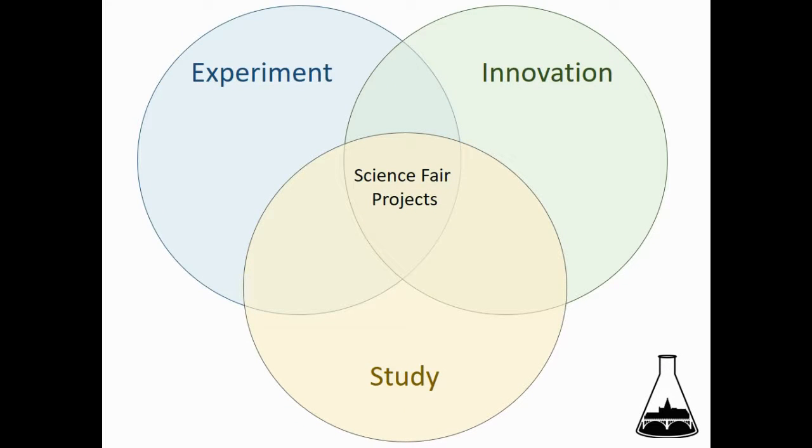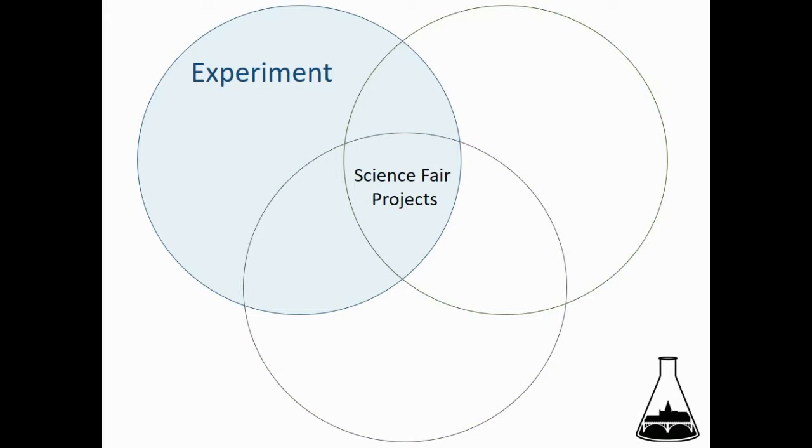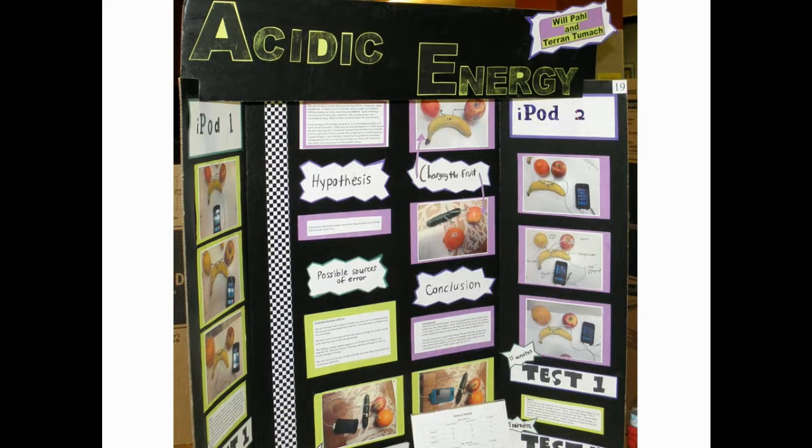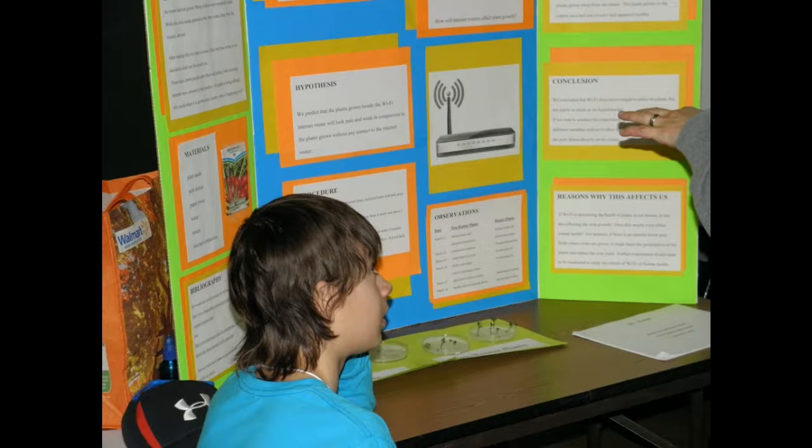There are three types of science fair projects: experiments, studies, and innovations. The majority of science fair projects are experiments. Experiments are projects where students are doing something new, building on science that has been done before to make a new discovery, creating a new use for something, or investigating why something happens.